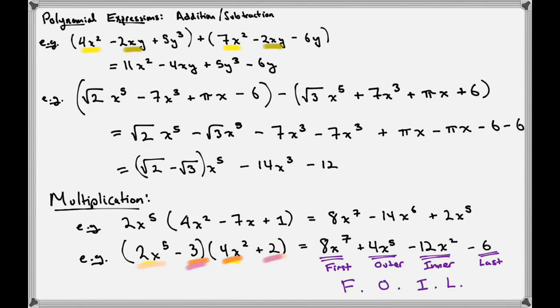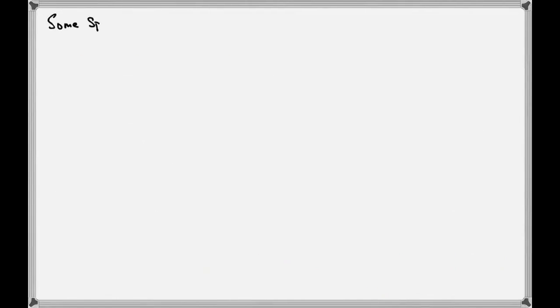As I mentioned, this is called FOIL for first, outer, inner, and last. Observe that all the terms here are different powers of x, so no further simplification is required. You should be familiar with certain special products, although I don't want you to memorize any formulas you see here, but at least recognize these examples. One of the famous products you should be familiar with would be the square of a binomial, something like x plus y squared. This just means to take x plus y times itself.